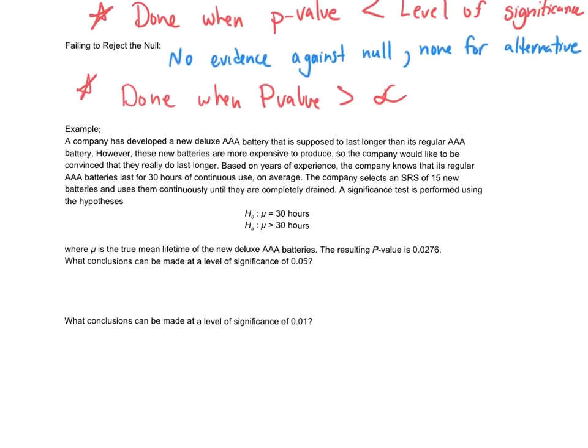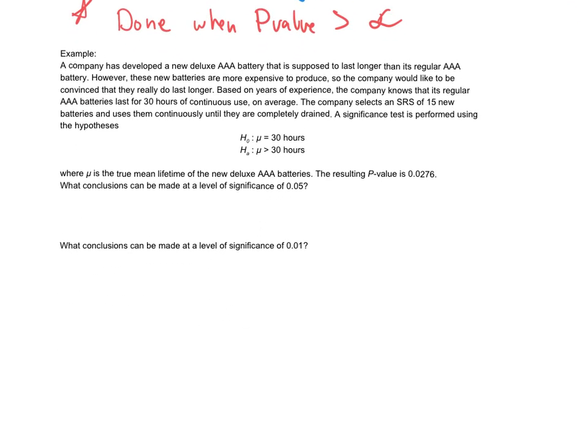So let's look at an example of this. A company has developed a new AAA battery. It's supposed to last longer than its regular AAA battery. However, these new batteries are more expensive to produce, so the company wants to make sure that they really do last longer. Based on years of experience, the company knows that its regular AAA battery lasts for 30 hours of continuous use. So we picked 15 new batteries and tested them continuously until they're completely drained.